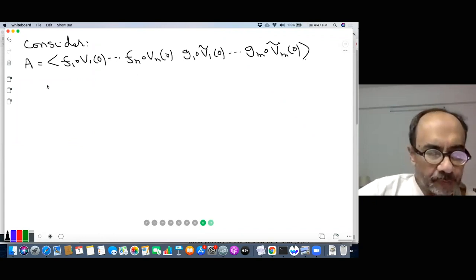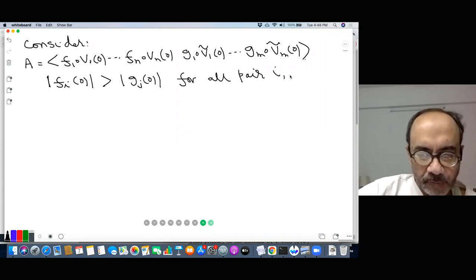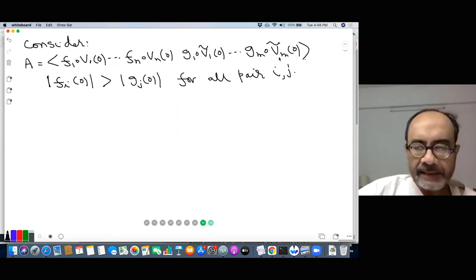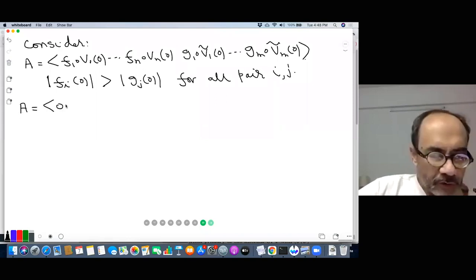And we assume that mod fi0 is larger than mod gj0 for all i, j. Okay. Then we can write this as a radial order product. And in the radial order product, this will come before this, because of this condition. So with this, I can now write A as follows.